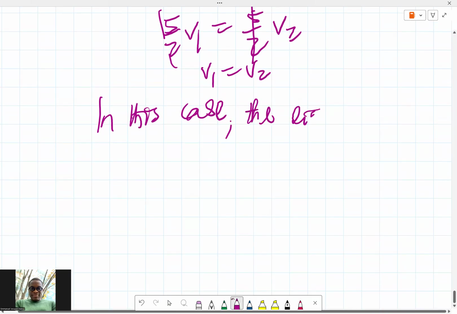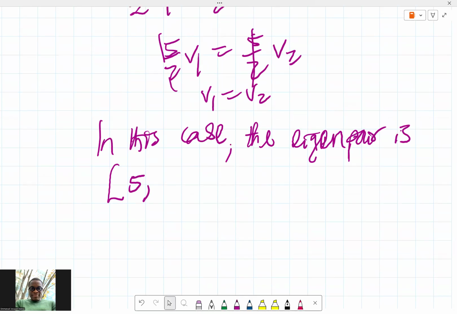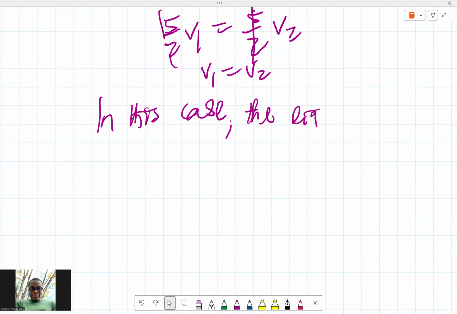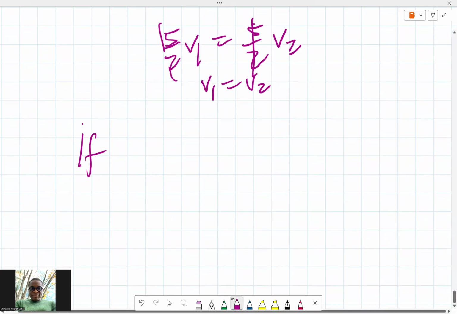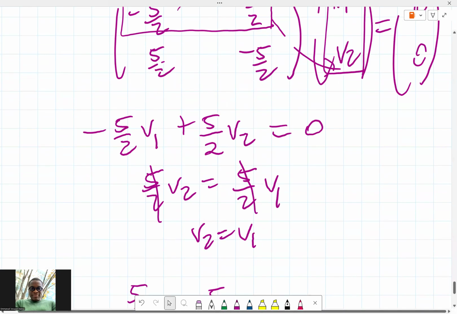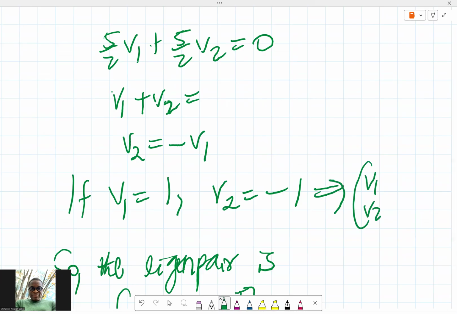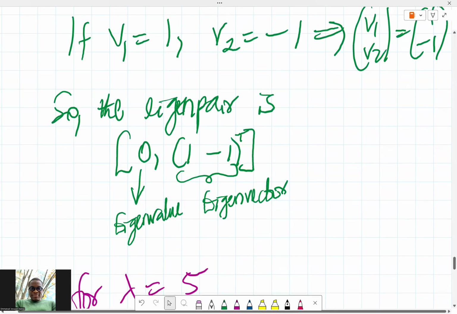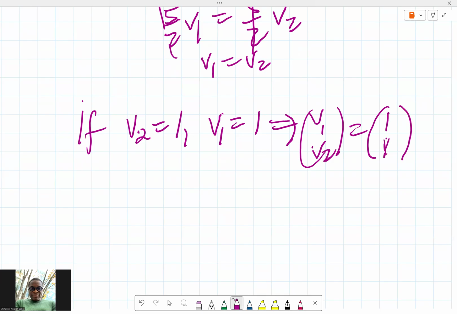So in this case, the eigenvalue is 5, and the eigenvector. Before I even talk about the eigenpair, we should get the eigenvector. I'm not done. We already know they are equal, so with the fact that V1 is equal to V2, if V2 is equal to 1, V1 is also equal to 1. Normally I should have just said that this implies V1, V2 is equal to 1, minus 1 for the first case. Here too, this simply implies that V1, V2 is equal to 1, 1.